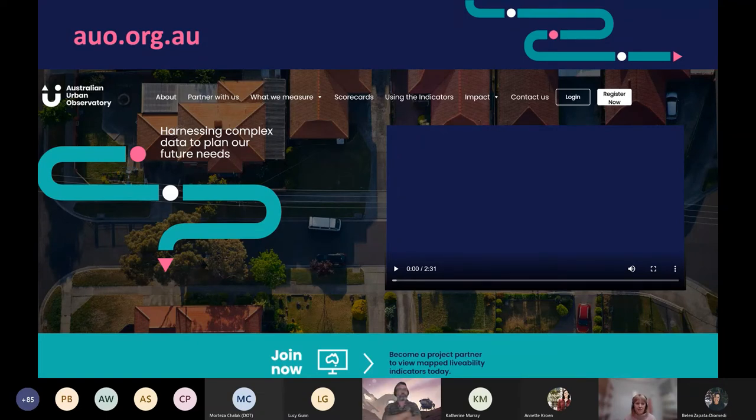So I encourage you to go along and click through. There you can see that there's actually a little window on the front page, and you can go along and play the little movie that will introduce more about the observatory in itself. But I'm just going to run through some of the information that sits behind this and what's included.